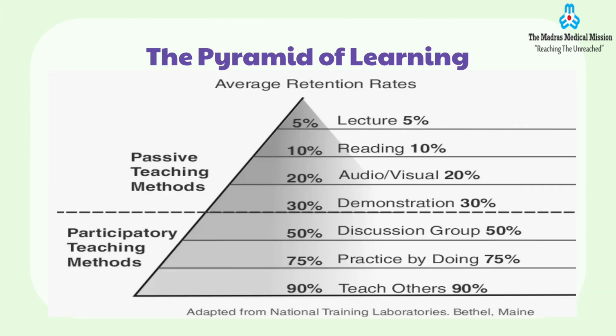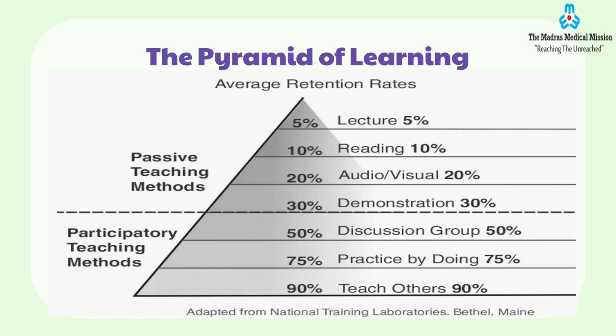Now, let's look at the pyramid of learning with regard to the average retention rates on the basis of the teaching methods. Here we can see there are two types of teaching methods, that is passive as well as participatory. Under passive, we have four methods. The first one being lecture, where the retention rate is only 5%. The second one, reading, where the retention rate is 10%. Audio visual method, where the retention rate is 20%. And the last one, demonstration, where the retention rate is 30%.